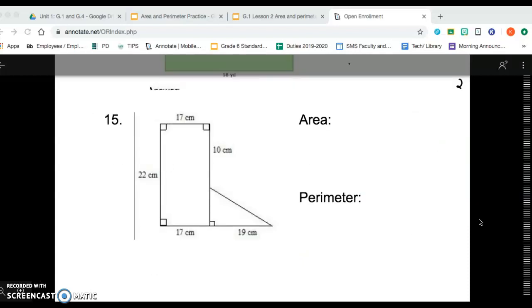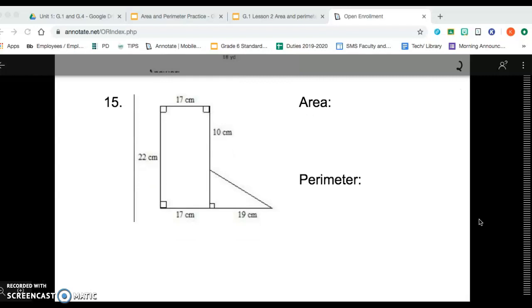Okay, so next problem. This will be problem number 15. So we have a rectangle and a triangle. For this one, let's go ahead and look at perimeter because there's something I want to point out to you guys. Remember, when you're doing perimeter, we need to add up all the sides. So we would start and say, okay, we have this side, that's good. And we have this side, good. They gave us this side and this side, but they didn't give us this side of the triangle.